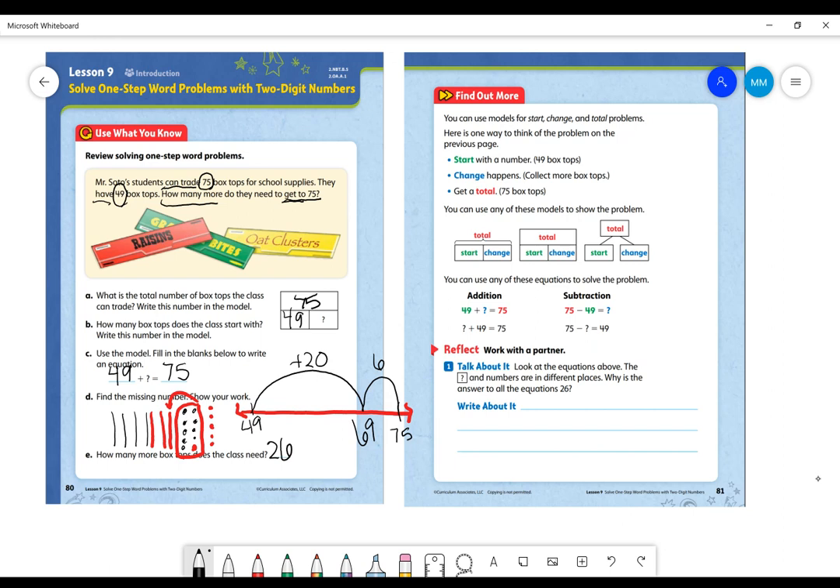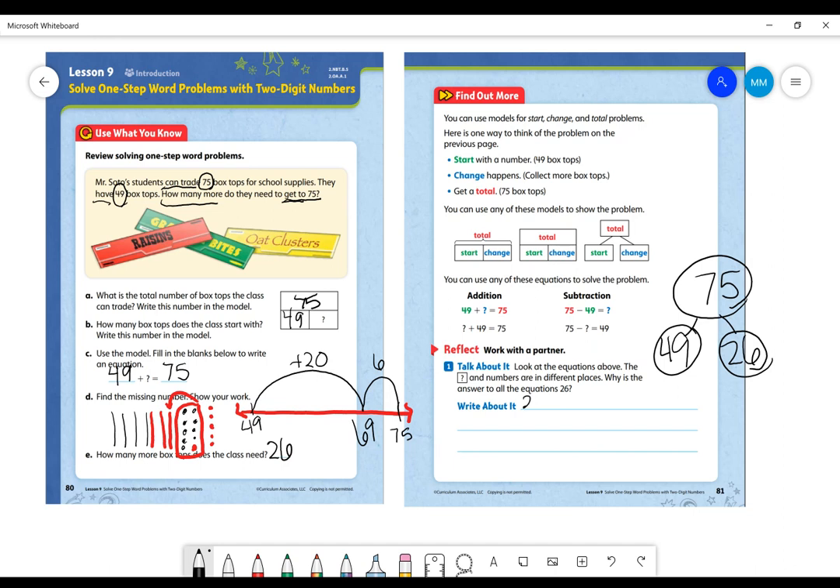It says look at the equations above. The question mark and numbers are in different places. Why is the answer to all the equations 26? What are all of these equations part of? They are all part of a fact family. So when I have 2 addition problems using the same parts and whole, I can make addition equations using my parts and my whole, and I can make subtraction equations starting with my whole and taking away parts to find what is left.